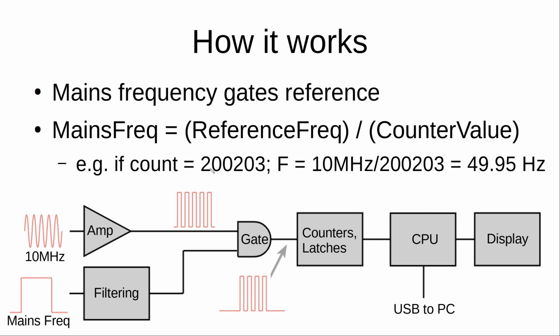So obviously you can look at this and say, okay, 10 megahertz divided by 200,000 is exactly 50 hertz. So that's the frequency we're aiming for. The count value rather we're aiming for is 200,000. Anything above that means the frequency is low, and anything below that value means the frequency is slightly higher. So the CPU then reads the counter and is able to compute this, and it also sends the value to the PC as well.